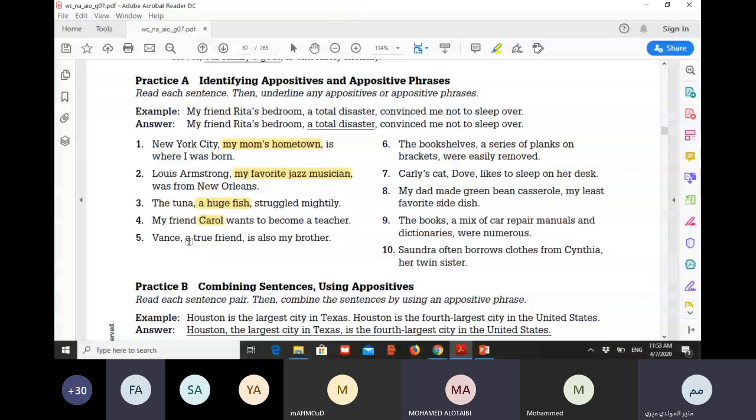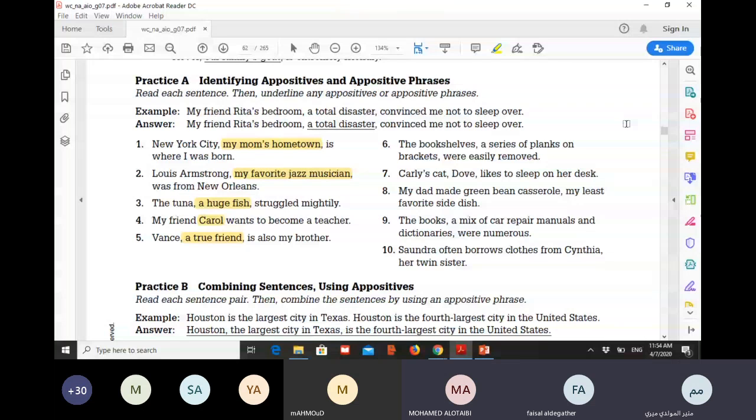Teacher, can I do number 6? Yes, please, Driver. "The bookshelf, a series of planks and brackets, were easily removed." A series of planks and brackets.